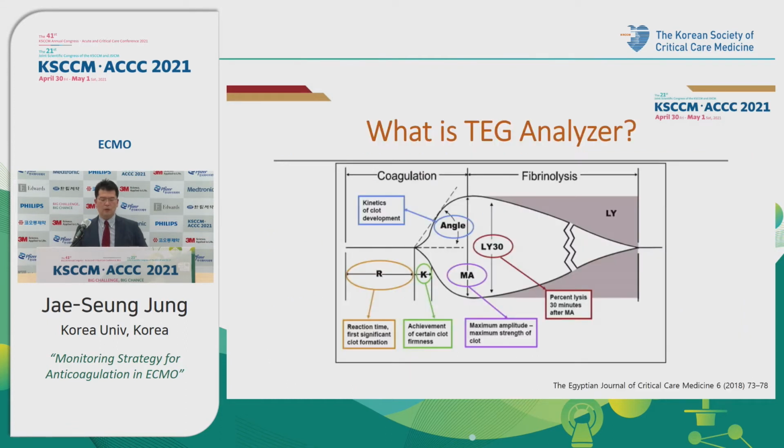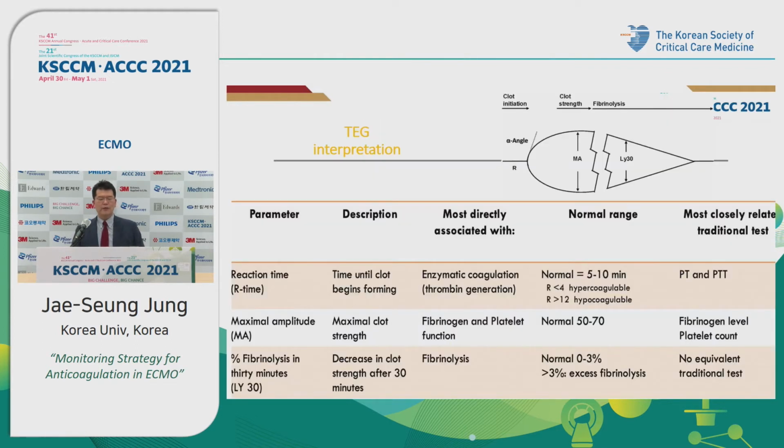This is a graph of the TEG. And in here, the values of R, MA, and LY30 are important. R means reaction time. It is the time it takes, after injecting the kaolin that triggers the intrinsic pathway, to form a clot for the first time. This is to measure the enzymatic anticoagulation through the intrinsic pathway.